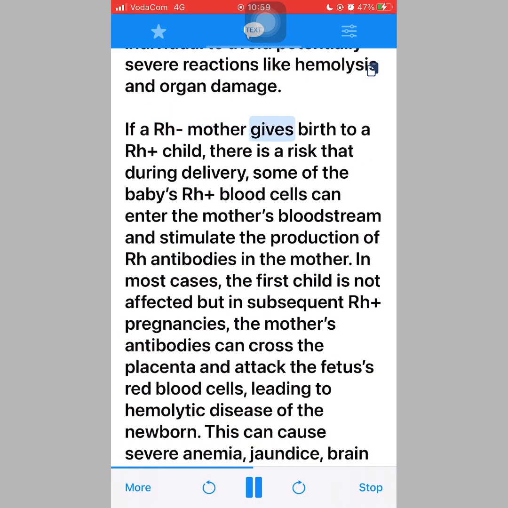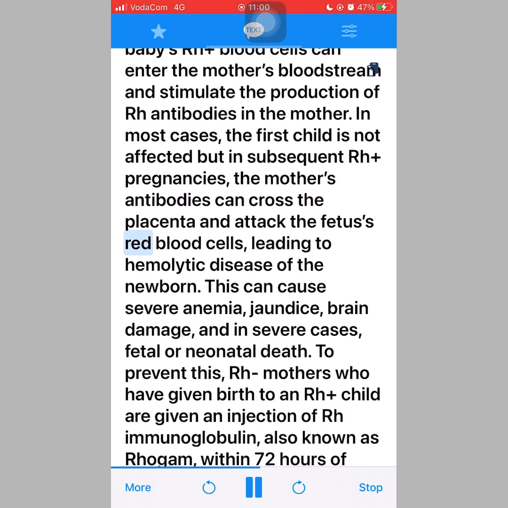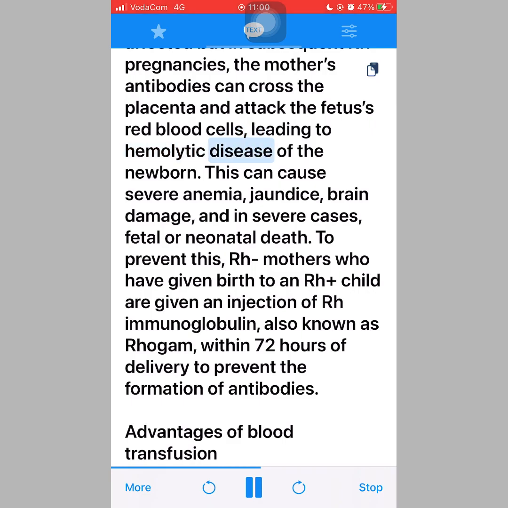If an Rh minus mother gives birth to an Rh plus child, there is a risk that during delivery, some of the baby's Rh plus blood cells can enter the mother's bloodstream and stimulate the production of Rh antibodies in the mother. In most cases, the first child is not affected, but in subsequent Rh plus pregnancies, the mother's antibodies can cross the placenta and attack the fetus's red blood cells, leading to hemolytic disease of the newborn. This can cause severe anemia, jaundice, brain damage, and in severe cases, fetal or neonatal death.